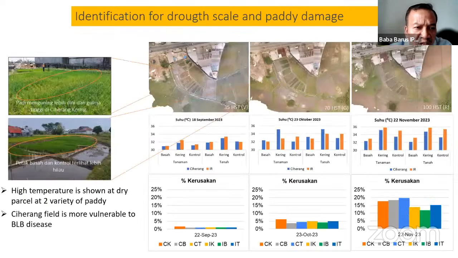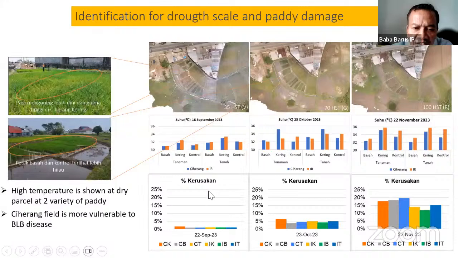This is an example of what we have conducted now: the field method, the data we developed, as well as the images we have. You can see the change in the drone result. Actually, this is the drone result from field experiments related to different statuses of drought or dry status and the damage status.